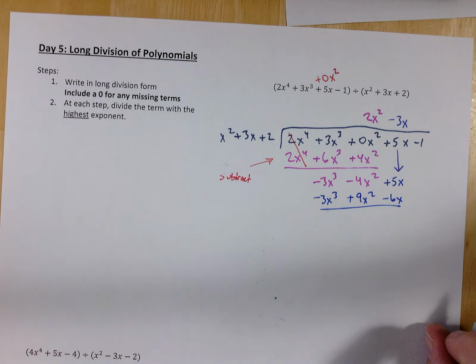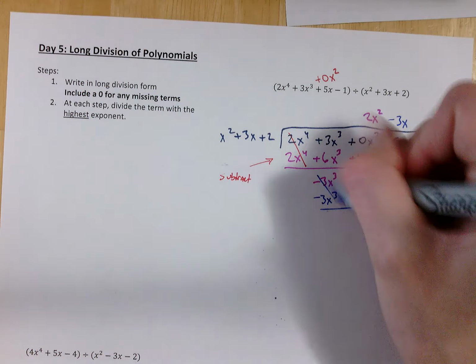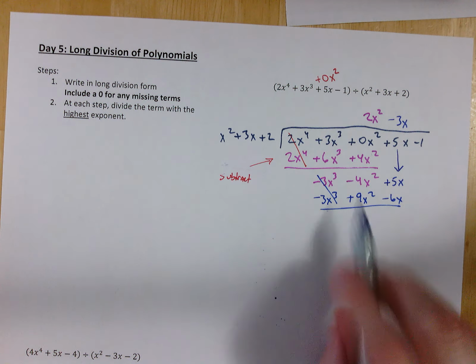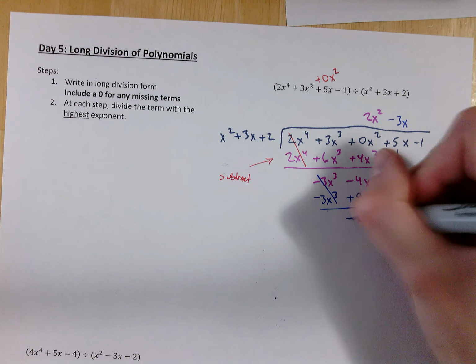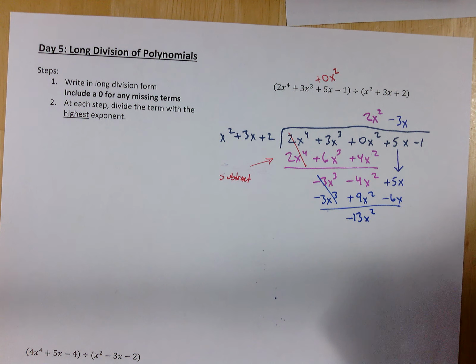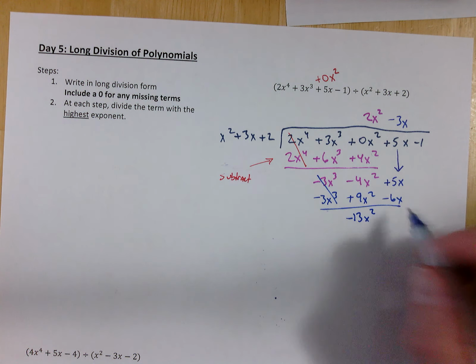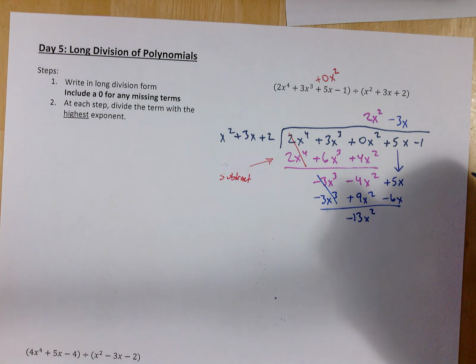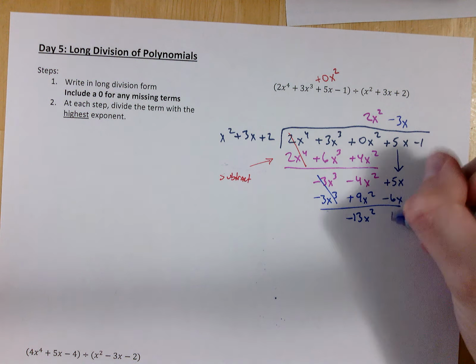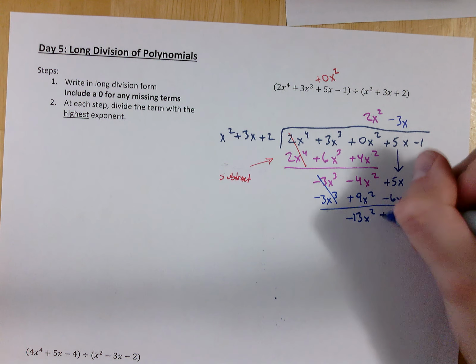And then again, we're going to subtract here. So these guys cancel. Negative 3 minus negative 3 cancels. Negative 4 minus 9 is negative 13x squared. And then 5 minus negative 6 is going to be 11x. I just realized I messed something up, hence the awkward pause.